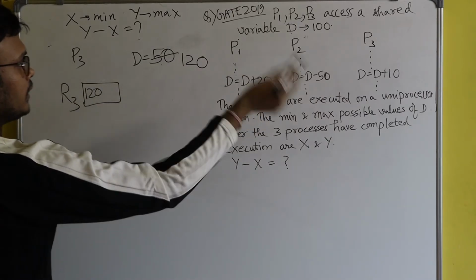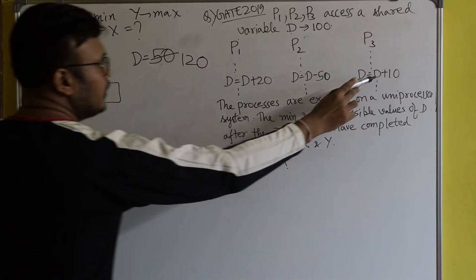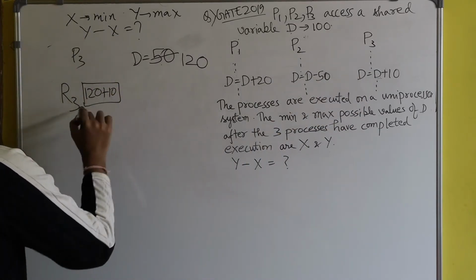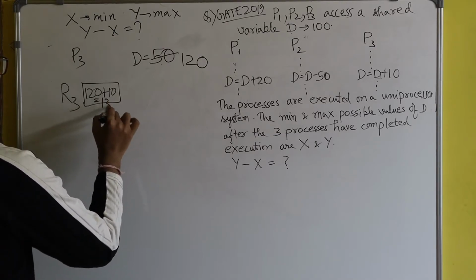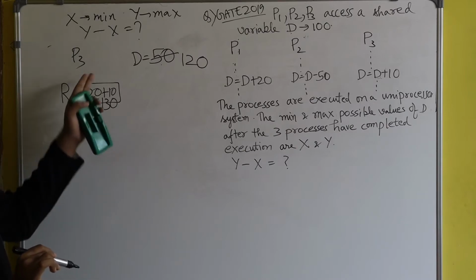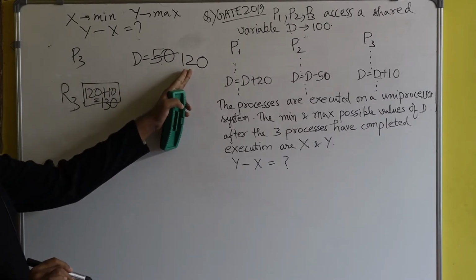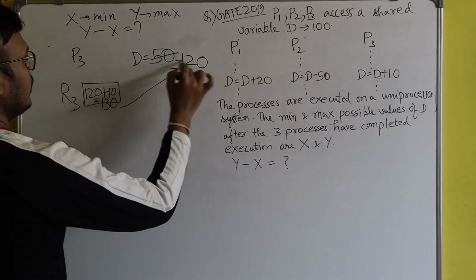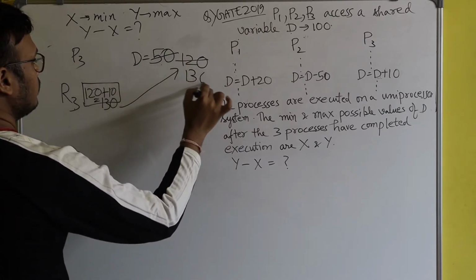So now process P3 will increment it by 10. 120 plus 10 is equal to 130. So the register R3 contains 130, and now process P3 will update this value here. So now ultimately the final value of D is 130.